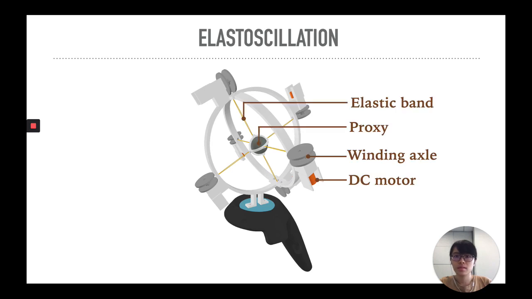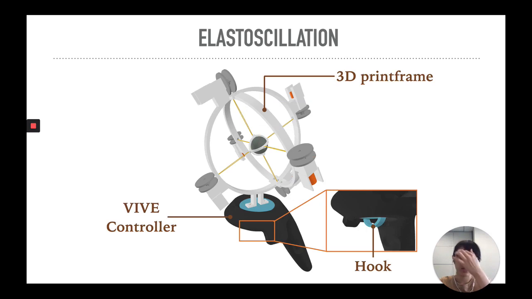The 6 elastic bands are connected between a proxy and 6 DC motors in 6 directions of the 3 axes. The proxy consists of small magnet balls, and each elastic band is connected to a winding axle of the corresponding motor. The motors are affixed to a 3D printed frame with 6 motor cases on the controller. The whole device is affixed to an HTC Vive controller, and a 3D printed small hook is used to affix the wires to prevent them from interfering with users.